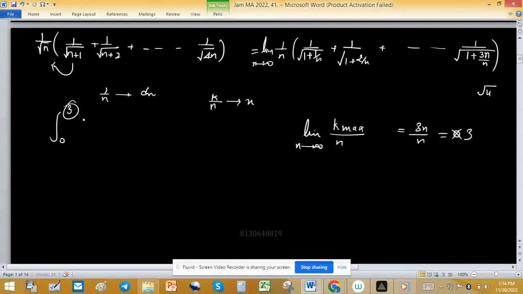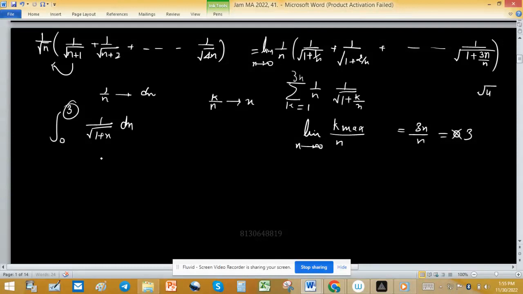So you can write in compact form 1 upon n times 1 upon square root of 1 plus k over n, and k is running from 1 to 3n. So upper limit will be 3 and lower limit will be 0. So we have integral of 1 upon square root 1 plus x dx. So now try to integrate this expression.